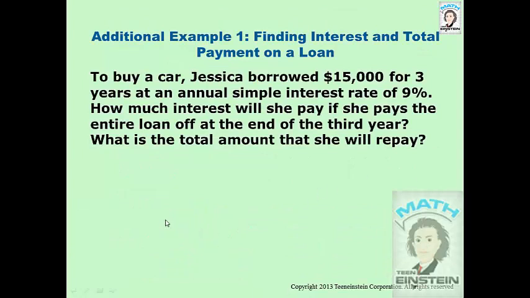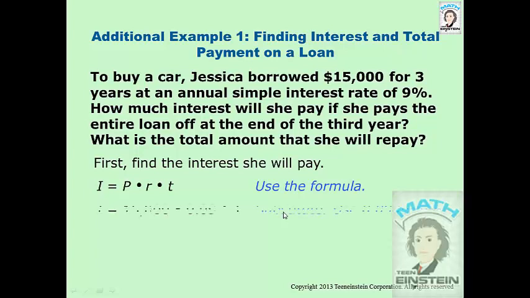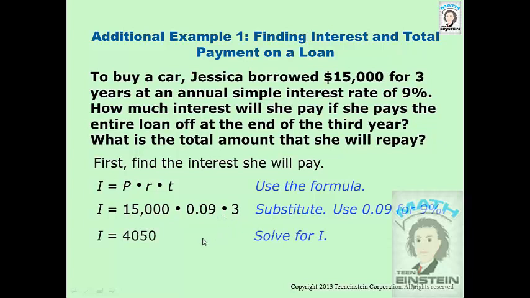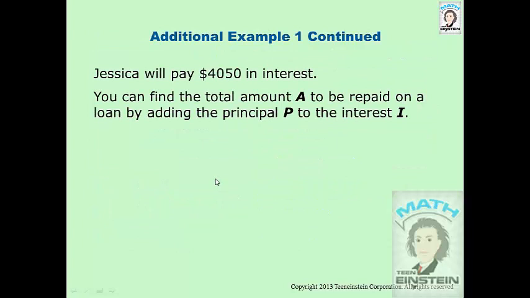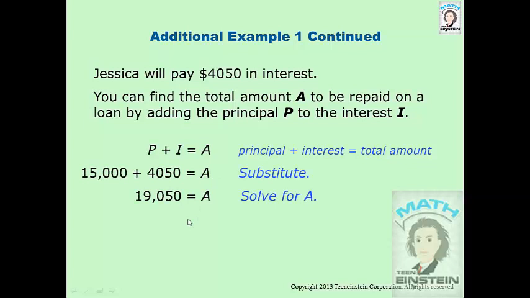So the effective rate of interest is 8.583%. Another example, find the interest and total payment on your loan. This is a very simple interest problem. The loan is $15,000 for 3 years, the rate of interest is 9%. Just calculate the simple interest using the formula where R equals 9 over 100, 3 years. So she has to pay $4,050 as interest at the end of the 3 years. So the total amount she has to pay is $19,050.